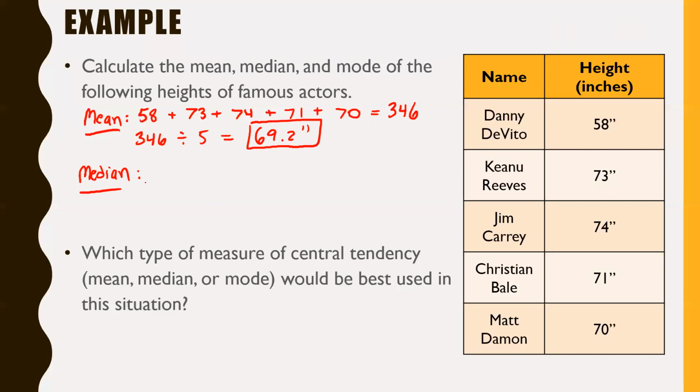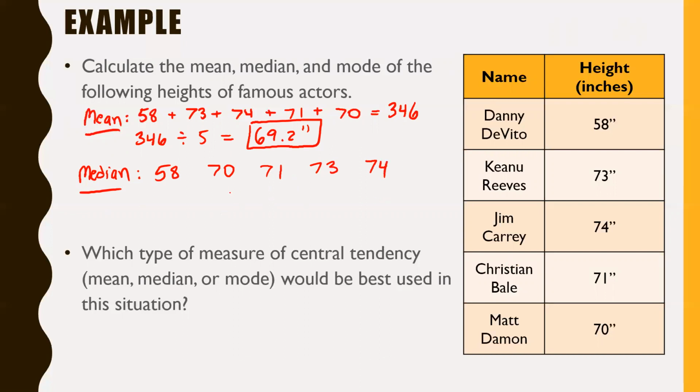Well, the shortest person here, no surprise, is Danny DeVito, so we'll write him down first, 58. Next shortest person here is Matt Damon, 70. Next shortest would be Christian Bale at 71. And then we have Keanu Reeves at 73 and Jim Carrey at 74.